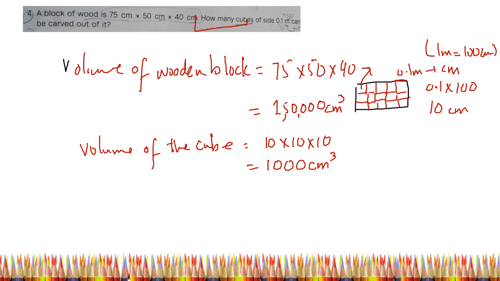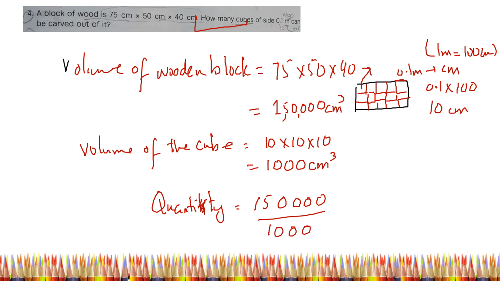So for the quantity, what we do is we divide both of the volumes. That is, we divide the bigger volume with the smaller, that is 150,000 divided by 1000, right? In that way we know how many cubes can be carved out.